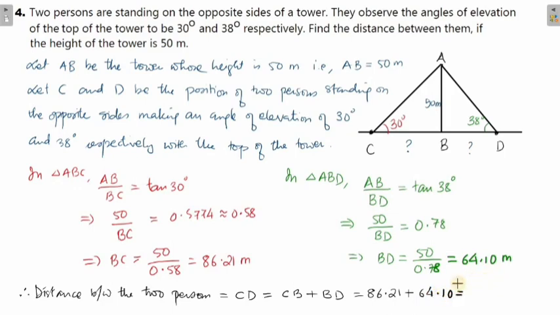So when you add, you get 1 plus 0 is 1. Then 2 plus 1 is 3. 4 plus 6 is 10, carry over 1. So 1 plus 6 is 7. 7 plus 8 is 15. So your distance between them is approximately 150.31 meters, or else you can call it approximately 150 meters. Okay, so you may pause the video and note down your solution.